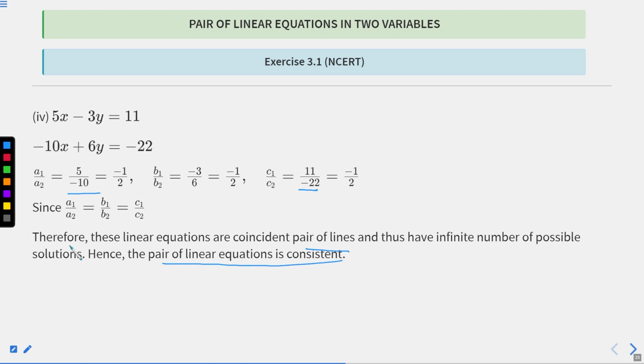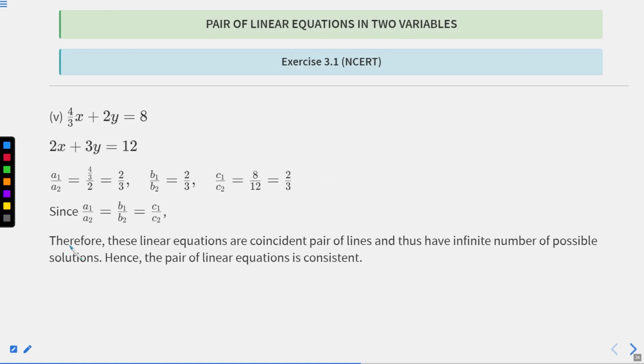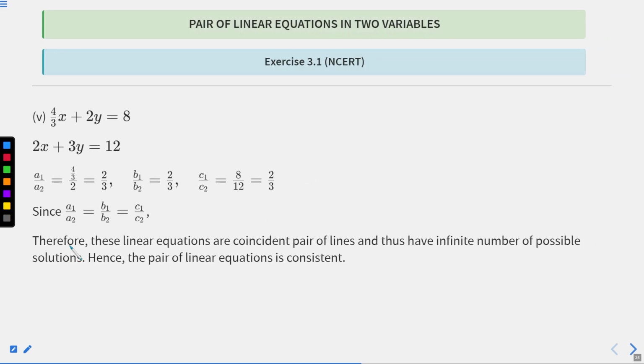Now, let us move to question number 5. In question number 5, we have been given this pair of linear equations. Here the ratio a1 by a2 is equal to 4 by 3 divided by 2, and this is equal to 2 by 3. And the ratio b1 by b2 is equal to 2 by 3, and the ratio c1 by c2 is equal to 8 by 12, that is equal to 2 by 3.